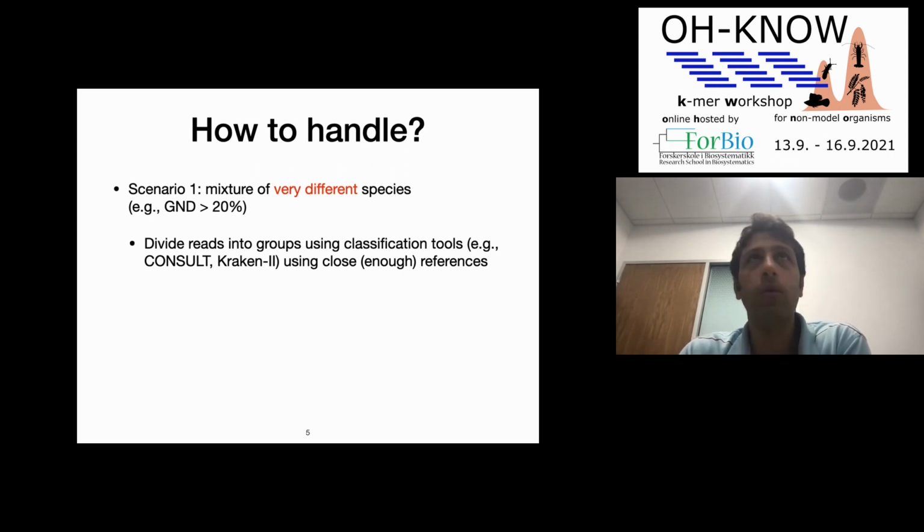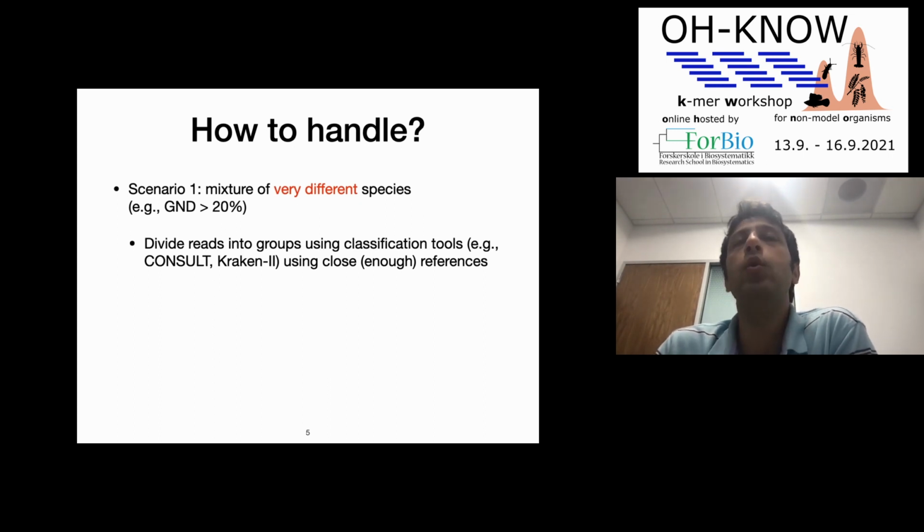Now, whether a family or order is 20% different really depends on your organism. For example, Drosophila are about 15%, and yeast, we saw yesterday, were about 17% from end to end. Very different. Let's say you have a butterfly and a bee. Those would be more than 20% different. Telling apart reads that come from such divergent groups is actually an easier problem.